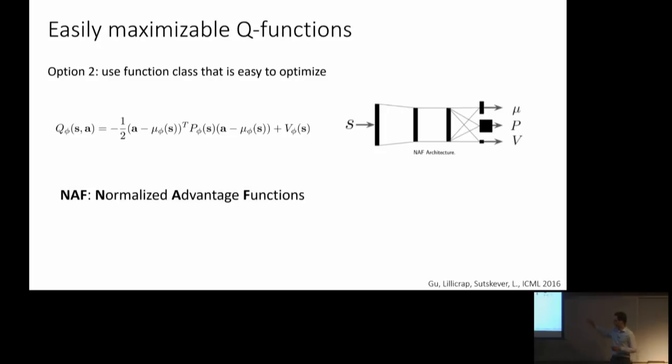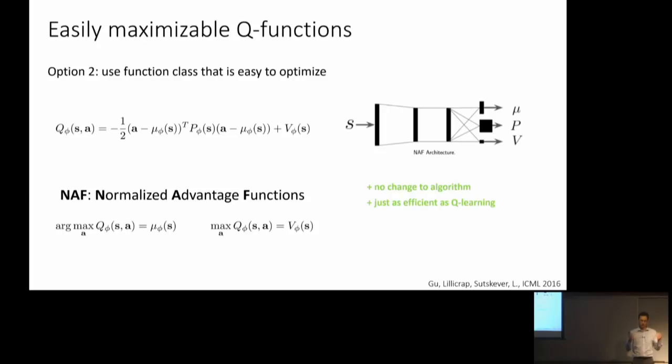So this is called normalized advantage functions. And then your argmax, in this case, if you parameterize it using P and mu, your argmax is just mu, and your max is just the scalar component V. So this involves actually no change to the algorithm. You don't need to add any other additional kind of fancy sampling or stochastic maximization. It's just as efficient as Q-learning computationally because you literally just write the number in here and the number in here. But you lose some representational power.